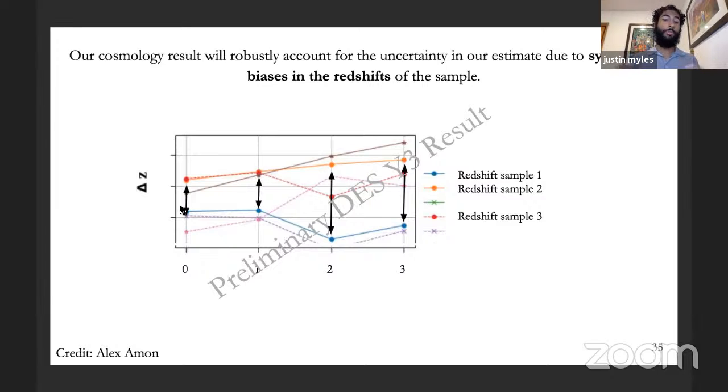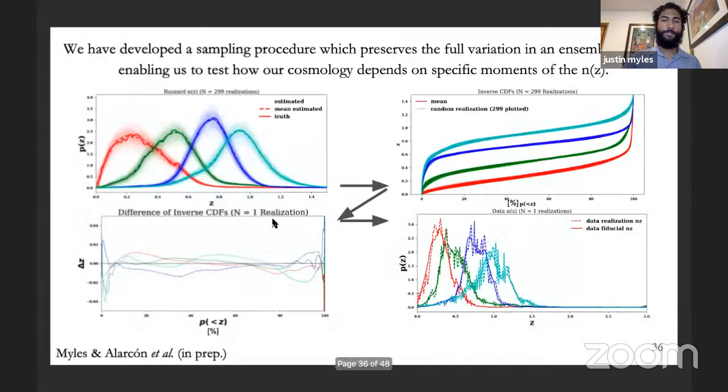This will lead to larger cosmology contours, but we think that because we use every possible redshift sample, our cosmology contour will not be biased because of this uncertainty. It will only be more uncertain, not biased. So those are the 3 uncertainties, and now I want to talk about this PIT sampling.